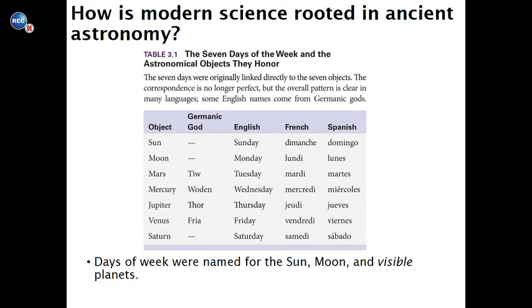Timekeeping. The reason we've got 7 days in a week is particularly because they're linked to 7 objects in the sky: the sun, the moon, and 5 planets. There we go. And so, in particular, English takes names from Germanic and Norse, and French and Spanish take them from Greek and Roman.